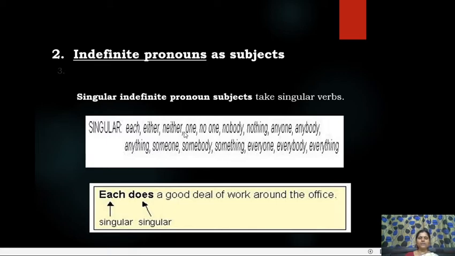So when singular indefinite pronouns are acting as subjects in the sentence, then the verb that we have to use also should be singular. Each does. Does is a singular verb that we are using. Each does a good deal of work around the office.